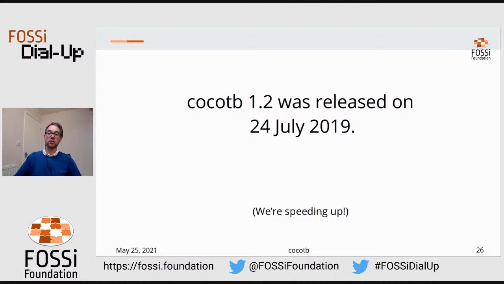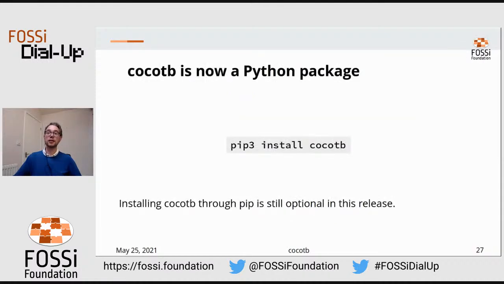So 1.2 was roughly 6 months after that, in July 2019. And this was one of the first releases where we did pick up a fair amount of backlog on things that people wanted, but we couldn't get in because we didn't have the bandwidth to actually do the reviews.